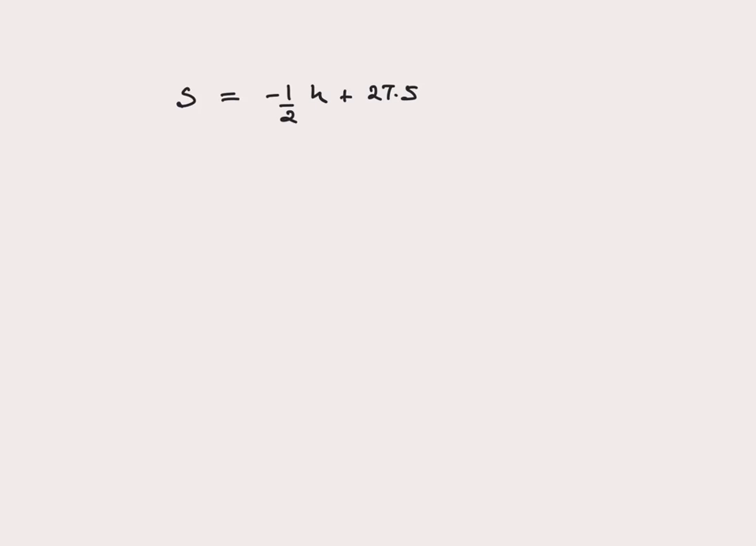The last part, the last thing that we have to do, estimate the mark in the spelling test if the people spent 25 hours watching television. So h is 25 and s then is minus 1/2 of 25 plus 27.5. So that's minus 12.5, and that gives us the answer, 15 marks.